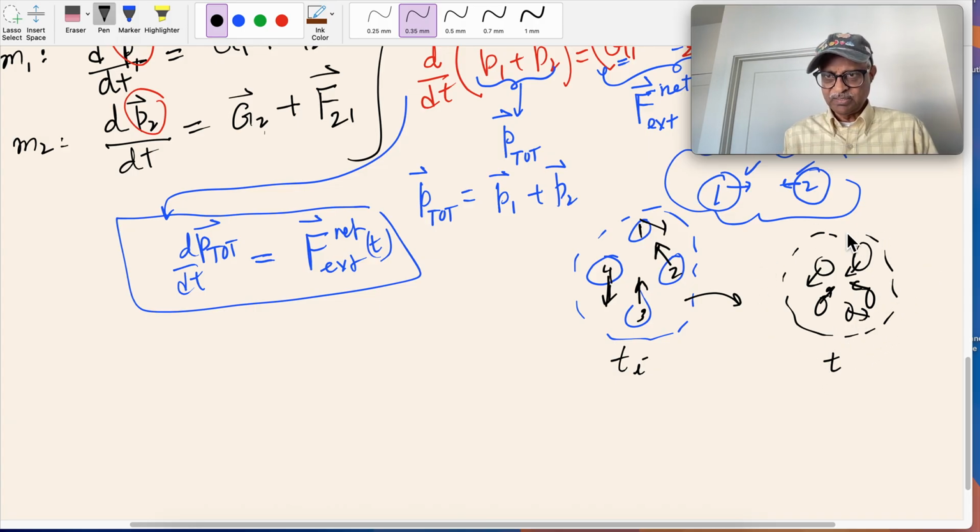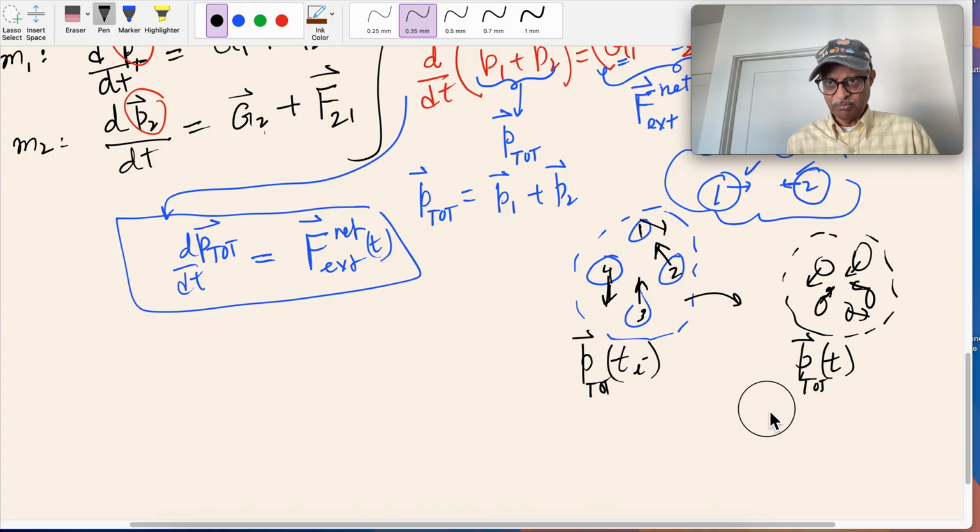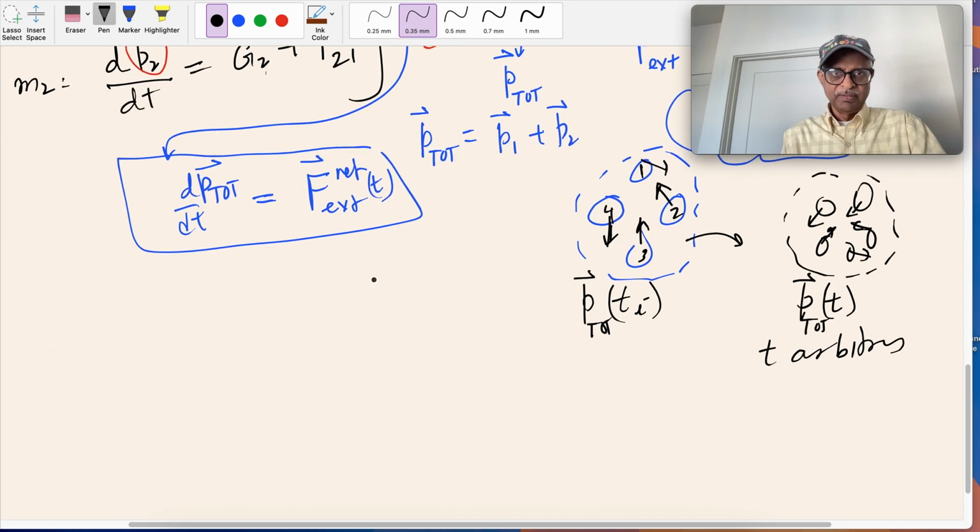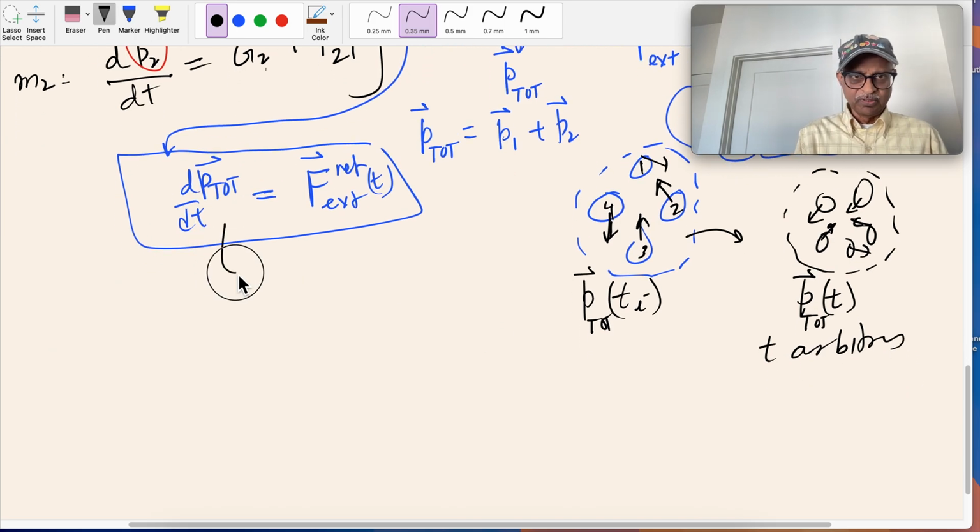But if you look at the momentum of these guys, this is p total at any arbitrary time, and this is p total at the initial time. They were like this, and t is arbitrary. This will tell us what to do. Just integrate like we did in the earlier video.